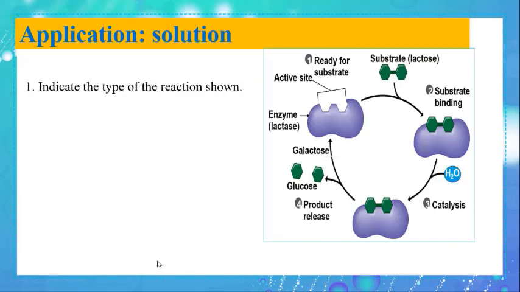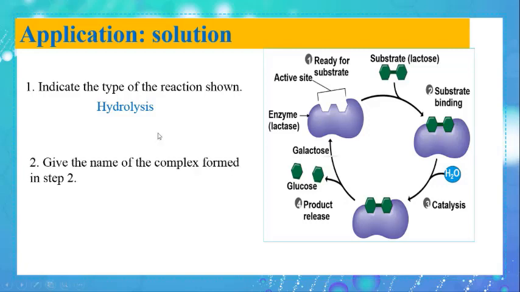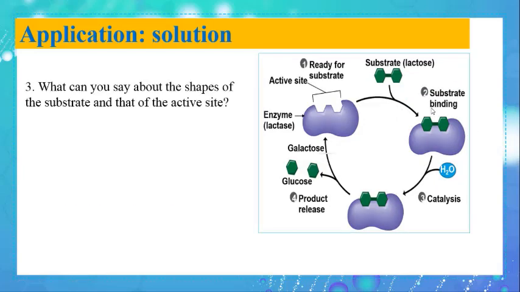Now, solution. Regarding the first question, indicate the type of the reaction shown. Now, the reaction starts with one substrate and it ends with two products, right? So this is a yes. Excellent, hydrolysis reaction. Second question. Give the name of the complex formed in step 2. Here we have step 2. What do we call this complex? Yes, enzyme substrate complex.